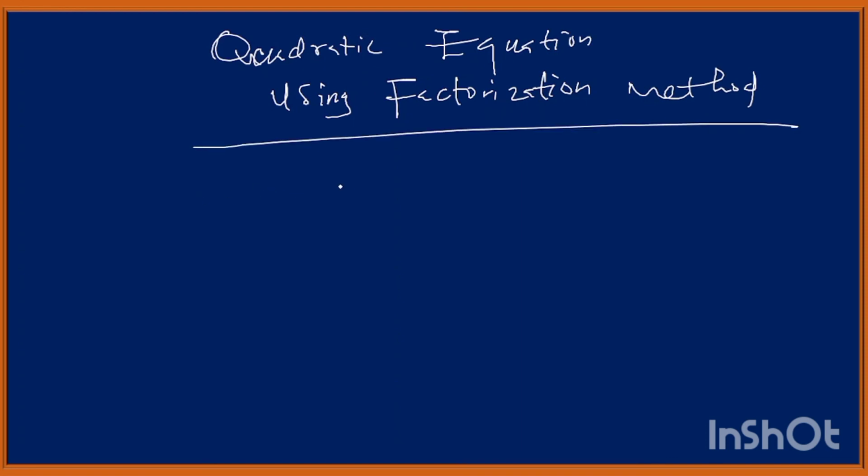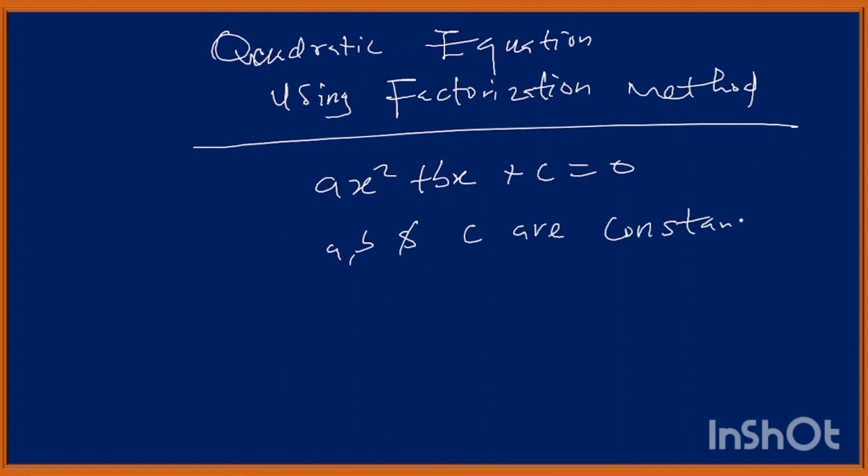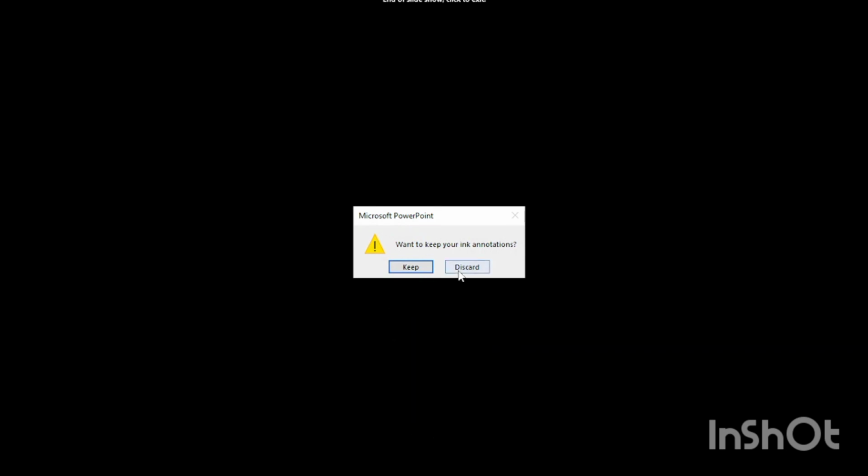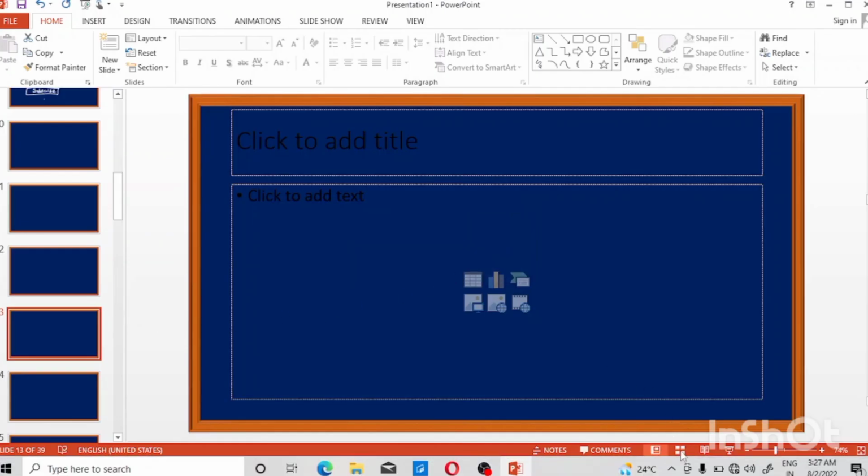So I've told you what the quadratic equation is. This is the general form, where a, b, and c are constants, and then a is not equal to 0, because at the moment a becomes 0, it's no longer quadratic. This term will go off, it will now be linear. So let's look at some examples as fast as possible.